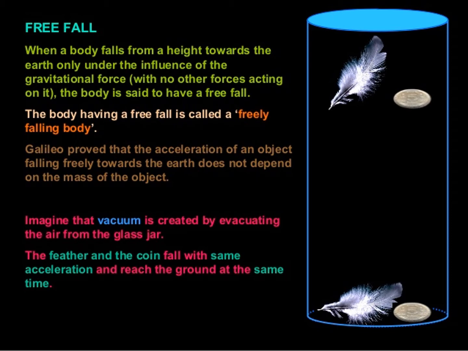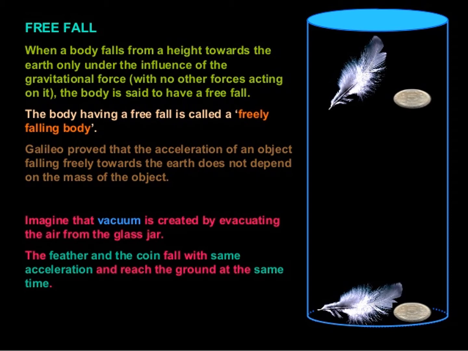What is this free fall? Simply, free fall can be defined as when a body falls from a height towards the earth only under the influence of gravitational force, then the body is said to have a free fall. No other forces should act on the body except the gravitational force. If the body is falling towards this earth only under the influence of the gravitational force, that is the condition for free fall, and the body having a free fall is called a freely falling body.